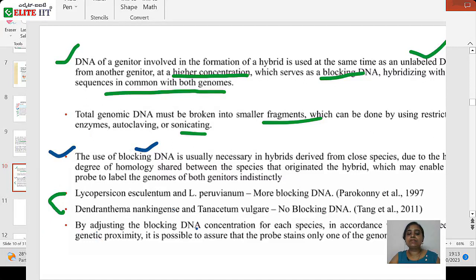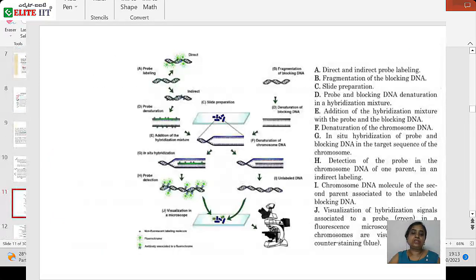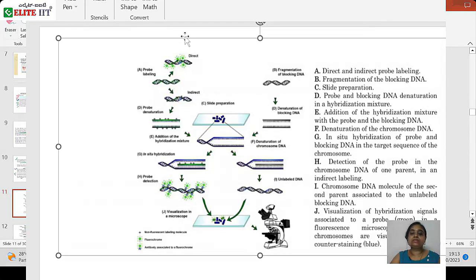Now, by adjusting the blocking DNA concentration for each species, in accordance with the degree of genetic proximity, it is possible to assure that the probe stains only one of the genomes. So whatever probe you are using, it is staining only one genome, not both of the species. For the other species, the blocking DNA is actually binding with that. So this is the case.